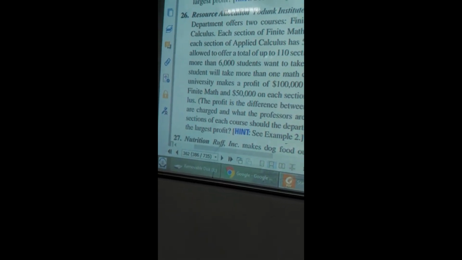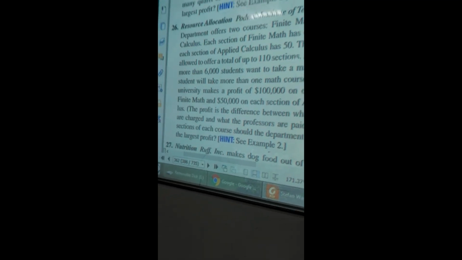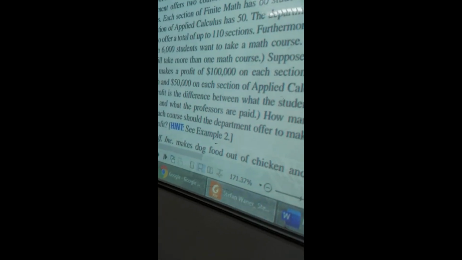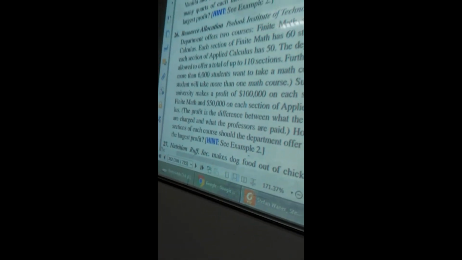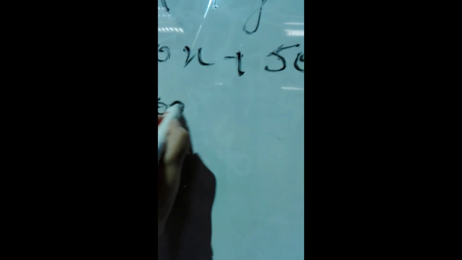And now suppose the university wants to make a profit of $100,000 on each section of Finite Math and $50,000 on each section of Applied Calculus. So for the equation of the profit, the profit is the difference between what the students are charged and what the professors are paid. Again, I would be keeping it a bit simple. The first would be on each section of Finite Math, so it's going to be $100,000 of X plus $50,000 of Y.